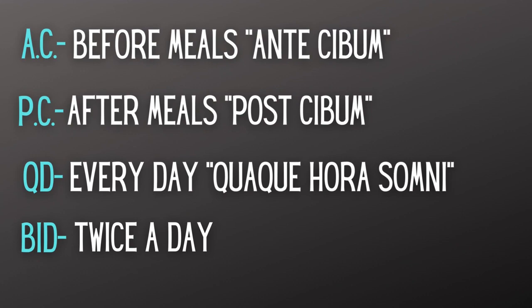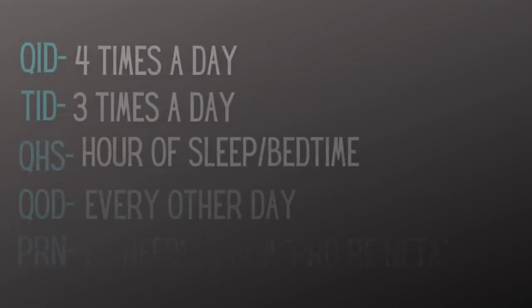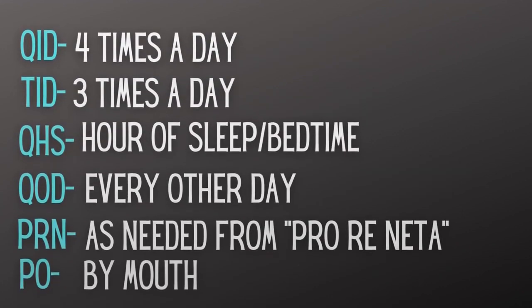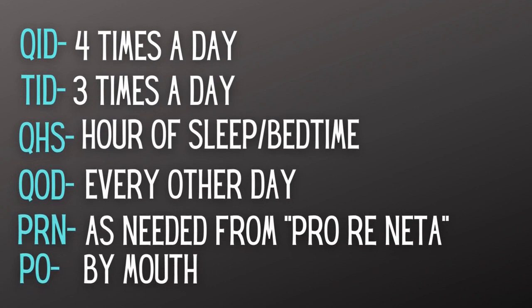Let me know. BID is twice a day. QID is 4 times a day. TID, 3 times a day. QHS is hour of sleep or at bedtime. QOD is every other day. PRN is as needed, and it stems from the Latin pro re nata.